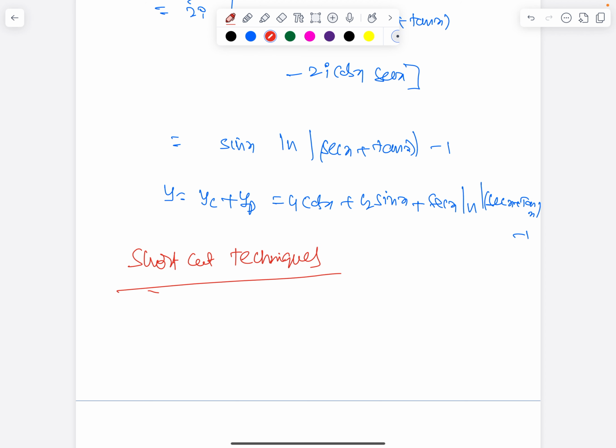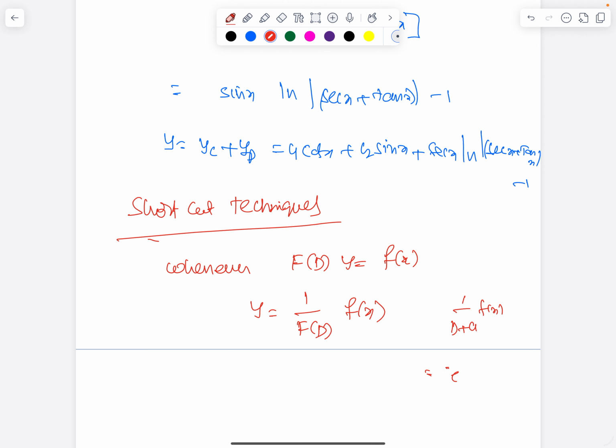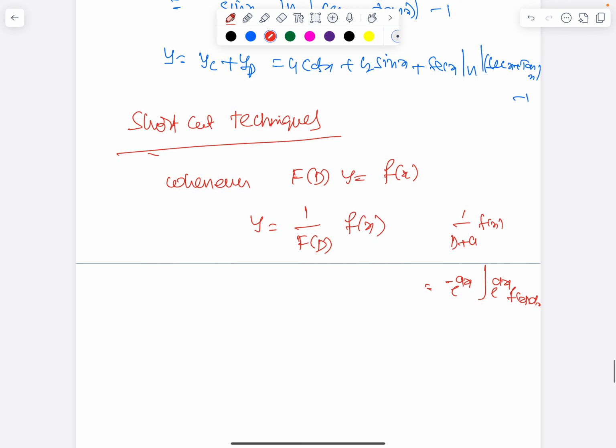Shortcut techniques we are trying to use here to reduce the time. So whenever capital F of D into y is equal to f of x is given, then y is equal to 1 by F of D. We are using the same technique, instead of using 1 by D plus a, some f of x is equal to e power minus a x, e power a x f of x, and doing it repeatedly or partial fractions. We are trying to avoid this method.